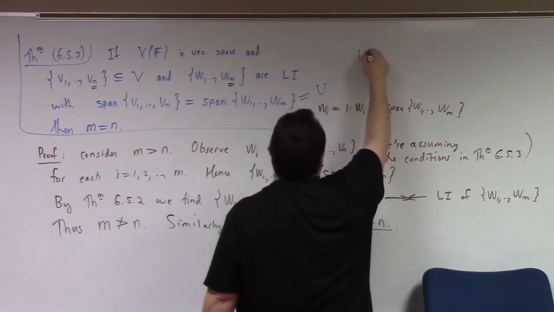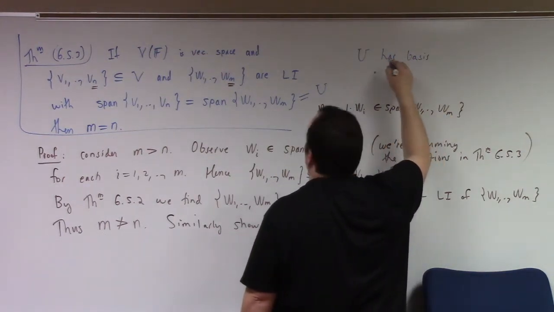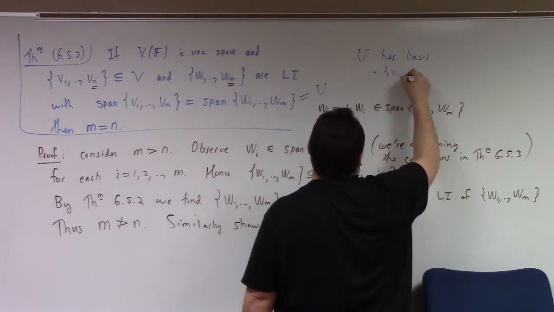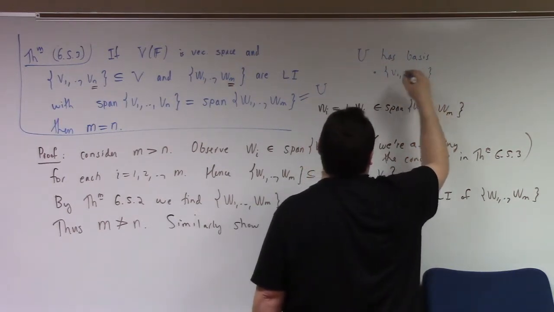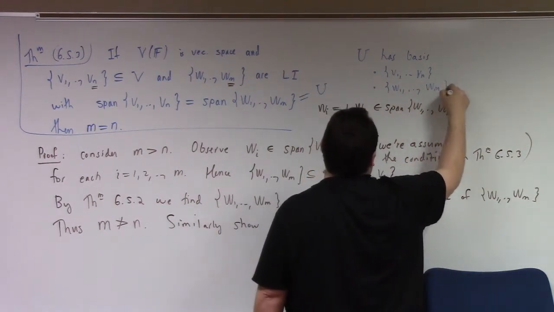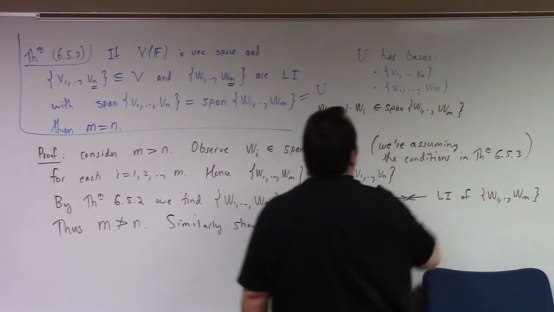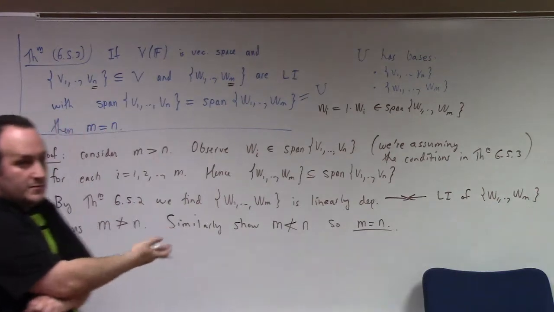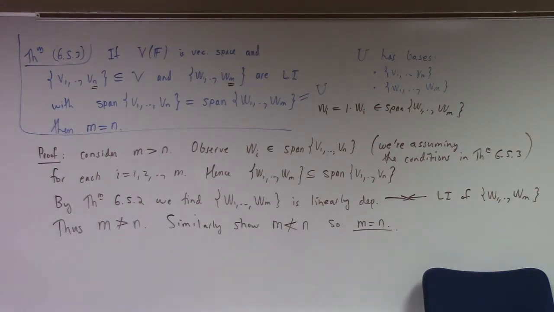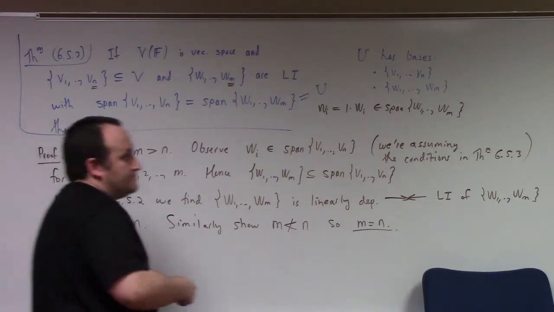The point is U has basis, well, it has two different bases, right? It has the V basis. This is a linearly independent spanning set, and it has another basis, W1 through Wm, also. And I should really use bases because it's plural. There's two of them, right? These are both bases for U. And what did we just learn? We learned that the number of things in those have to be the same. Okay? So that theorem is important. It allows me to make the next definition.